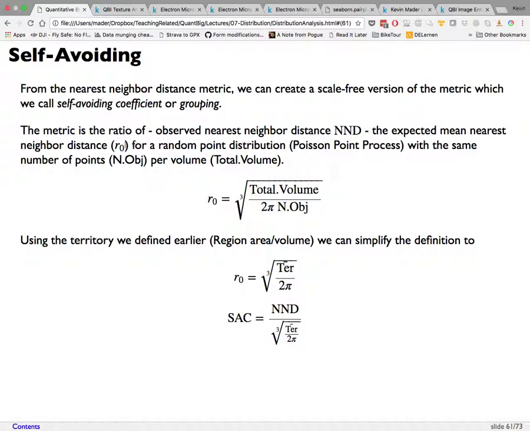And so what we can do here is we can come up with this R0 as the cube root of the total volume over 2 pi times the number of objects as the expected nearest neighbor distance in a randomly distributed system. We can then compare that to the nearest neighbor distance that we have in order to get a self-avoiding coefficient. And so this now tells us for each point, if we've calculated the territory, how much this point avoids its neighbors.